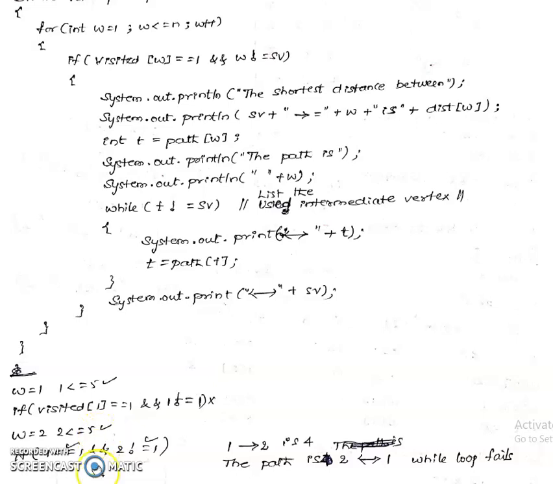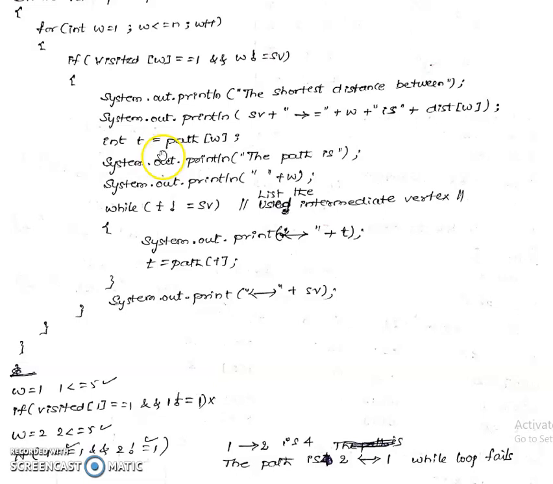Simply we will increment w. w is equal to 2. 2 is less than or equal to 5. So 1 is equal to 1, because visited of w is equal to 1. Similarly 2 not equal to 1, where w is equal to 2, 2 is not equal to source vertex. So we will enter and print the message, the shortest distance between 1 to 2. SV is 1, then hyphen, followed by arrow, then w, the w value is 2, then distance of w. Distance of 2 is what? 4, that we are going to print.